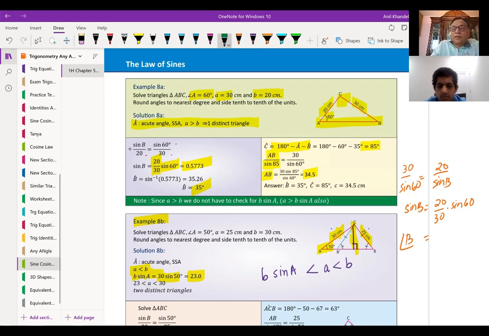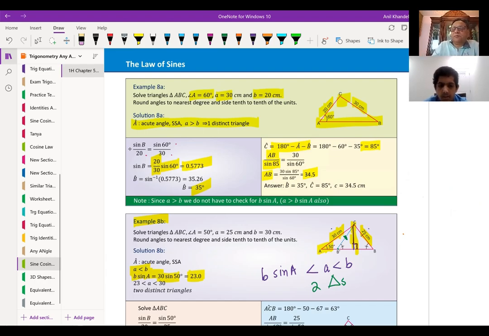Therefore, we get two triangles. As shown here, another triangle can be formed on the other side, and we could have B dash point. So we have two triangles to solve. Is that clear? First, we'll solve the bigger triangle and find the angle B using sine law, just as we did in the last example. This time, can you tell me what is this angle B?